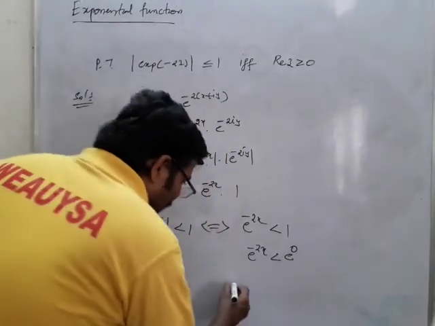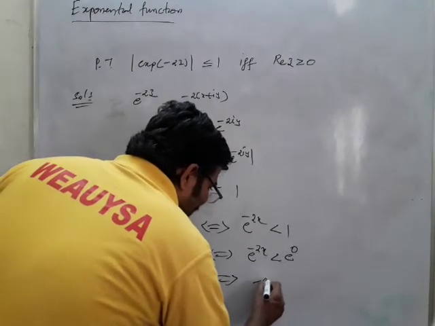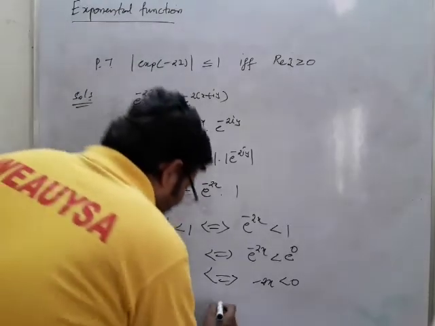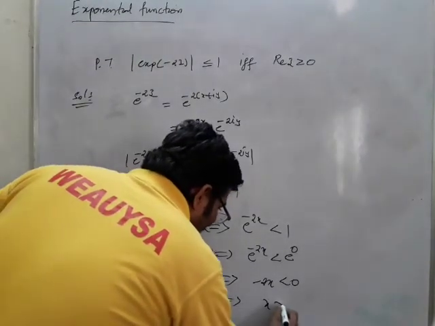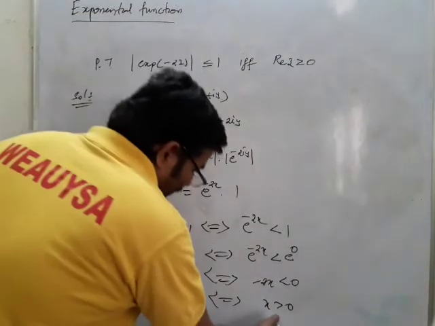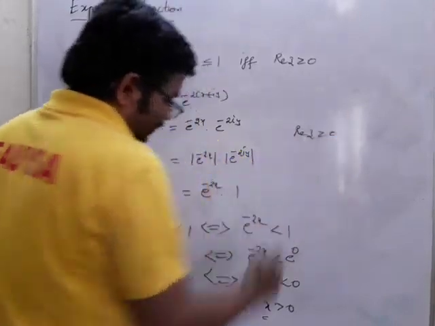Am I right? That implies -2x is less than 0. Now this is what we have, that implies x is greater than 0. What I got is x greater than or equal to 0. So what is x? X means nothing but the real part of z is greater than or equal to 0.